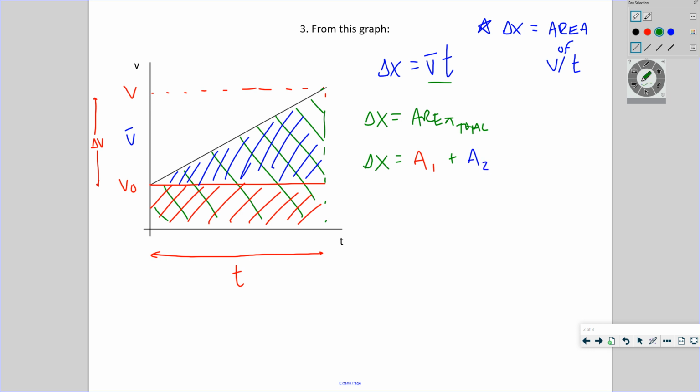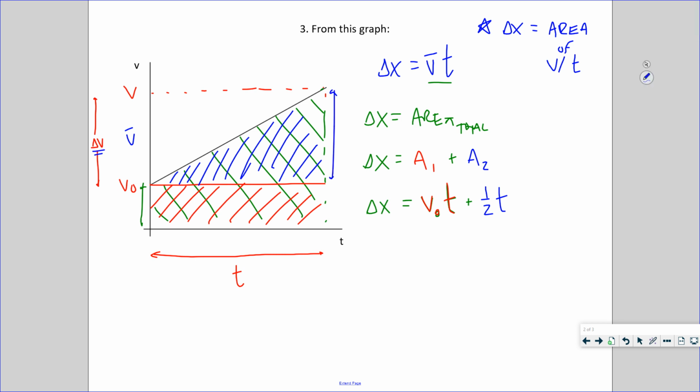Now, the area of the red part is the base t times this height v naught. So we can write that as v naught times t. Maybe I'll stick with my color coding, v naught t. Now the area of the blue triangle is 1/2 base times height, right? It's a triangle. So that's 1/2. The base is t, and the height is delta v, right? This height of this triangle is delta v.